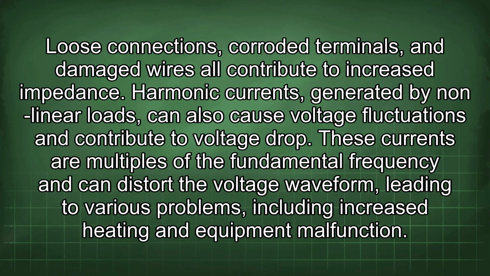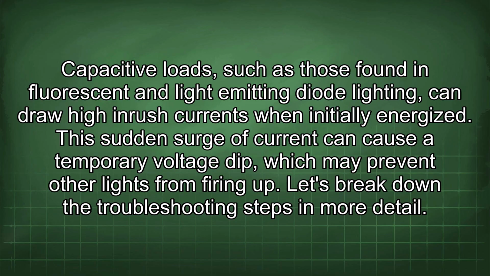Harmonic currents, generated by nonlinear loads, can also cause voltage fluctuations and contribute to voltage drop. These currents are multiples of the fundamental frequency and can distort the voltage waveform, leading to various problems, including increased heating and equipment malfunction. Capacitive loads, such as those found in fluorescent and light-emitting diode lighting, can draw high inrush currents when initially energized. This sudden surge of current can cause a temporary voltage dip, which may prevent other lights from firing up. Let's break down the troubleshooting steps in more detail.